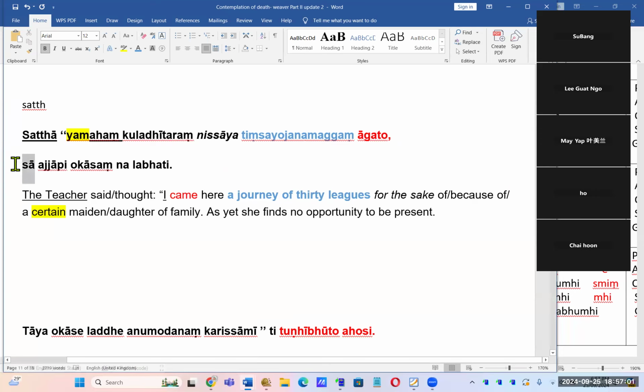Sa, okay? Sa is a female, so it's the subject here. Sa, she. Aja is today. As yet today, all right? So aja is today. Pi we translate as yet, and it can be like indeed or whatever. Indeed today or as yet today. Pi. Okasam. Okasam is opportunity.